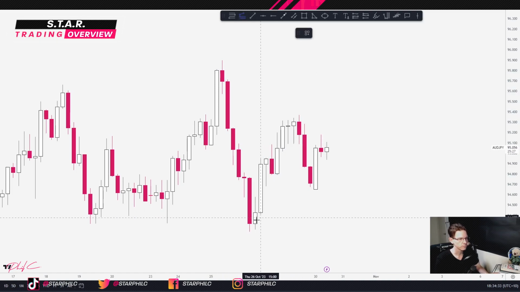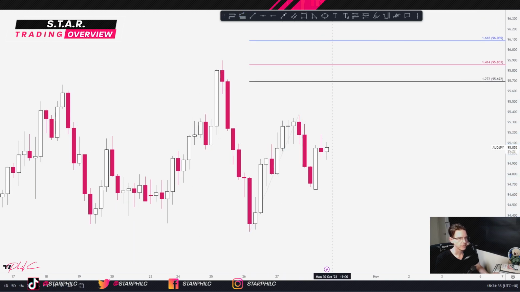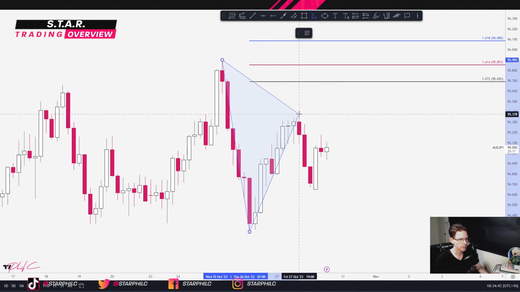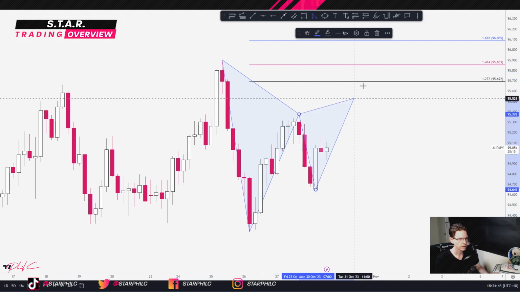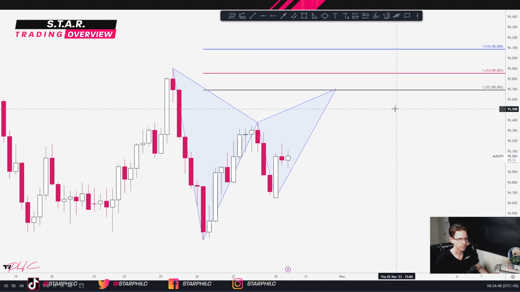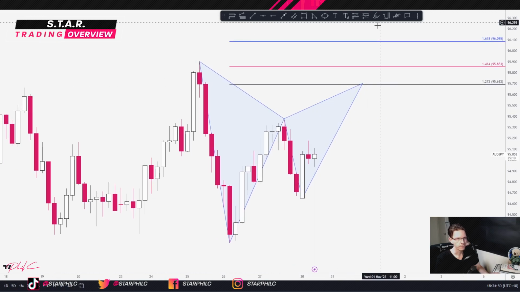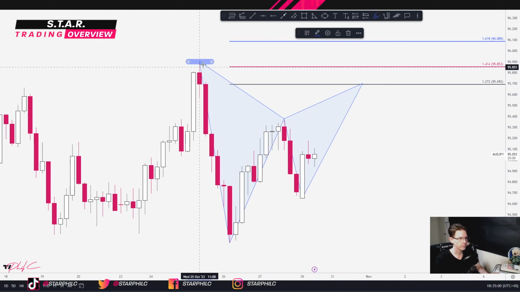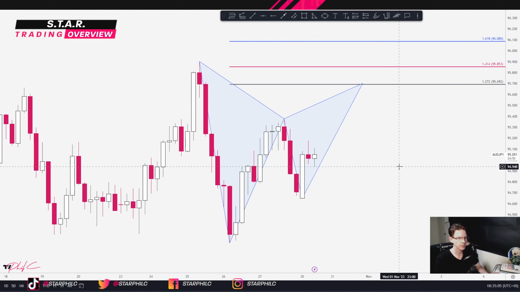Oops. Draw that back in, like this. And grab our triangle tool and go from X to A to B, B to C, and C to D, just to make it look nice right there. All right, so our entry is at our D point completion right there, and stops always above the swing high right up here, so above the X point, and then targets into a Fibonacci retracement of a 382 and 618.